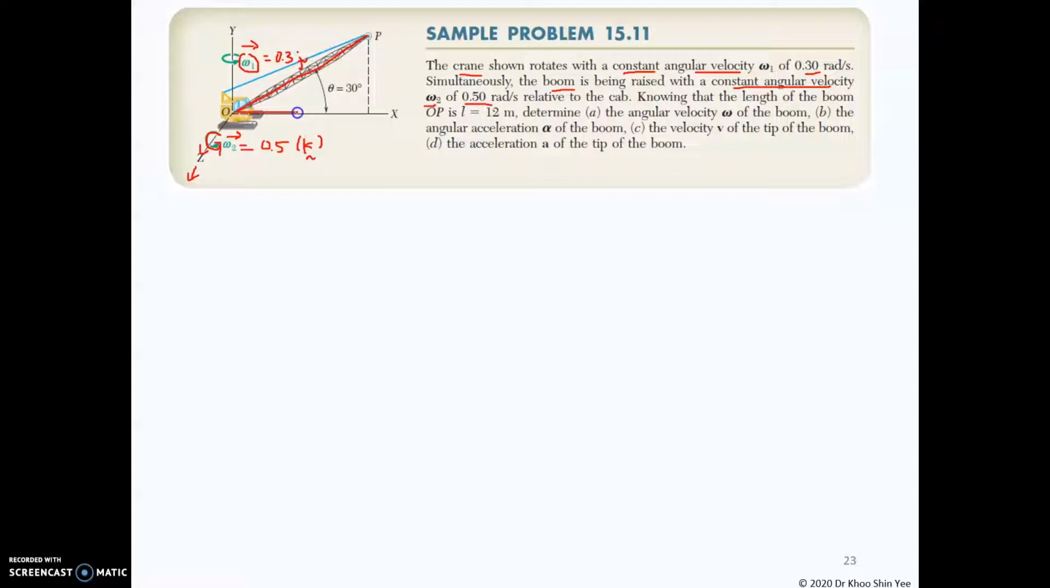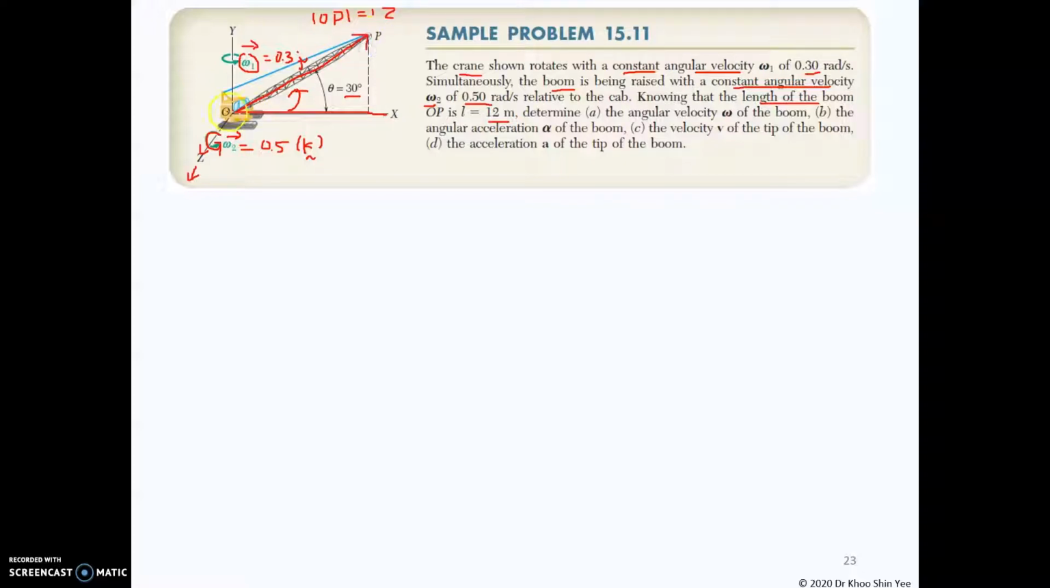Imagine that the initial position of the boom is here. So after you rotate it with omega 2, it will move and rotate to the current position at an angle equal to 30 degrees here. The length of the boom is equal to 12 meters, which is from O to P. So the magnitude of OP will be equal to 12.